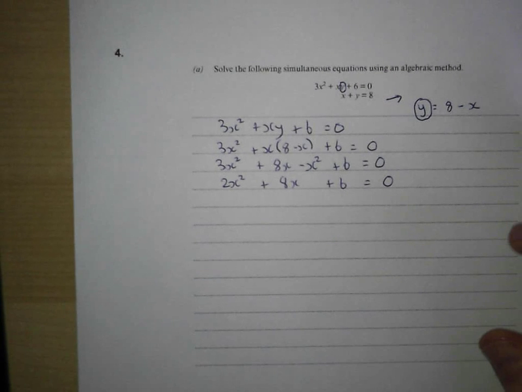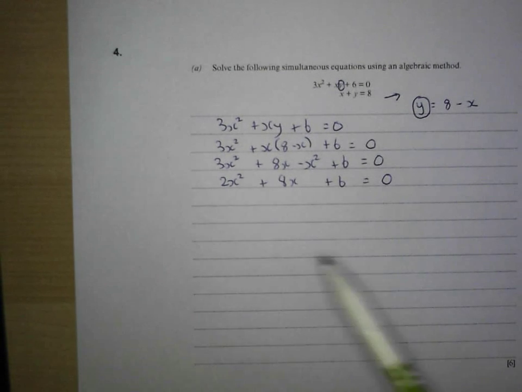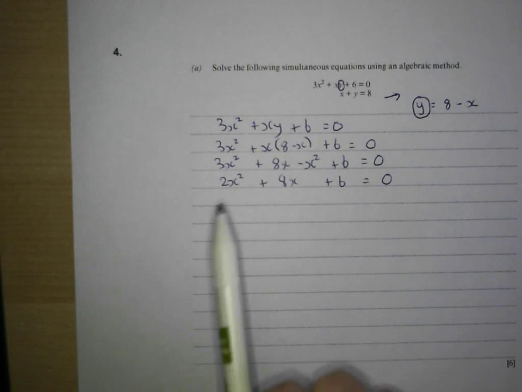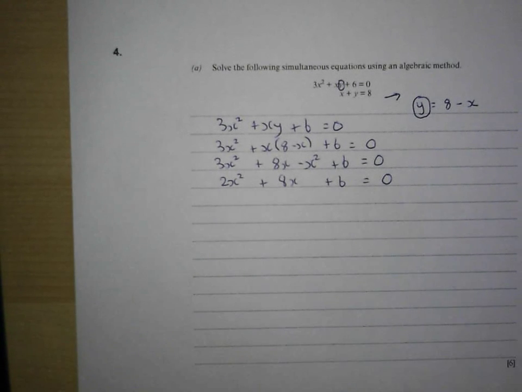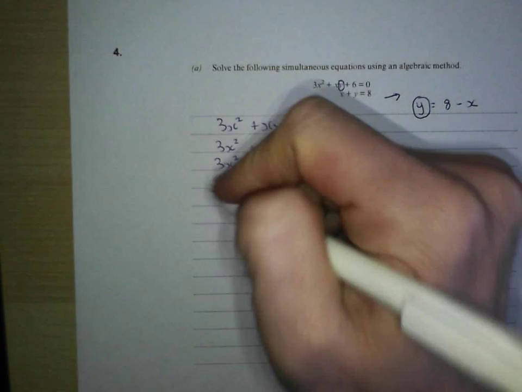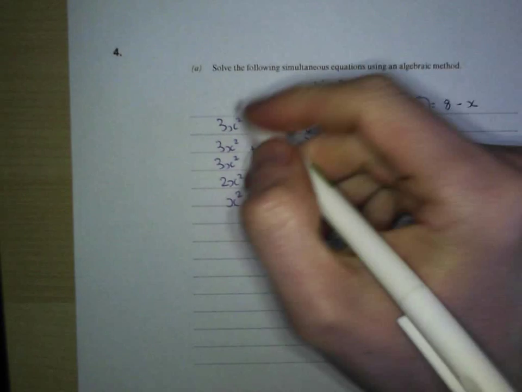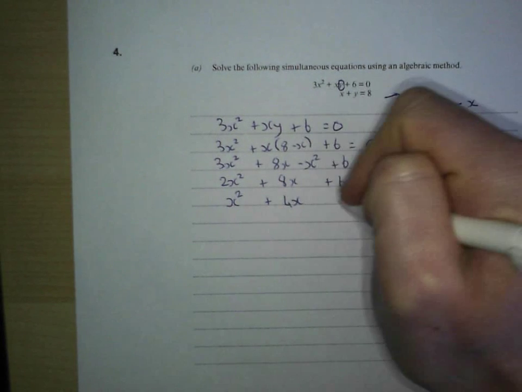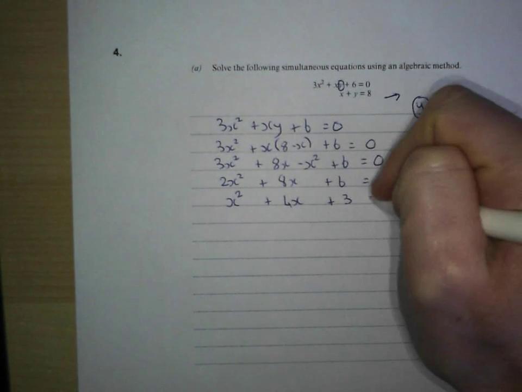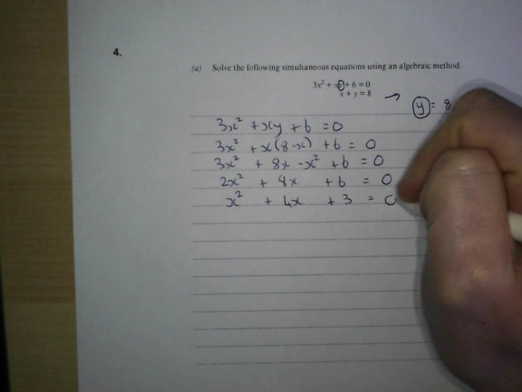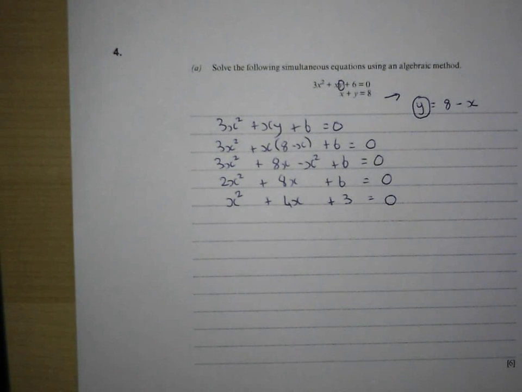Now, always look for an opportunity to tidy things up. I've got 2x squared, 8x and 6. Because it's an equation, as long as I do the same to this side as this side, I can do whatever I like. So I'm going to divide both sides by 2. So instead of having 2x squareds, I've got 1x squared. Instead of having 8x's, I've got 4x's. Instead of having 6, I've got 3. And 0 divided by 2 is just 0. Now that's a lot tidier.